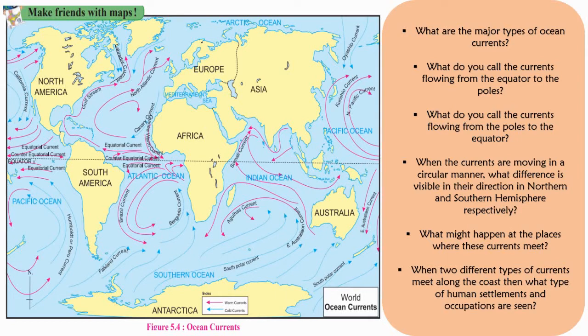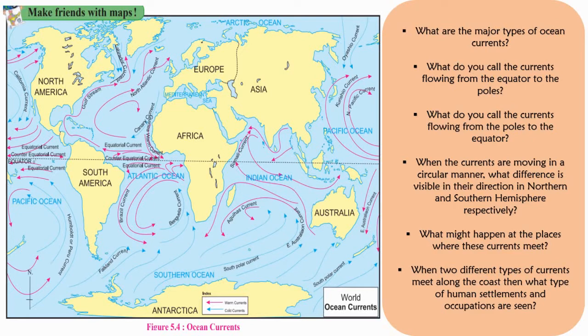Based on this, answer the following questions. The first one: what are the major types of ocean currents? The major types of ocean currents are warm currents and cold currents. What do you call the currents flowing from the equator to the poles? The currents flowing from the equator towards the poles are called warm ocean currents. Next one: what do you call the currents flowing from the poles to the equator? The currents flowing from the poles to the equator are called cold ocean currents.